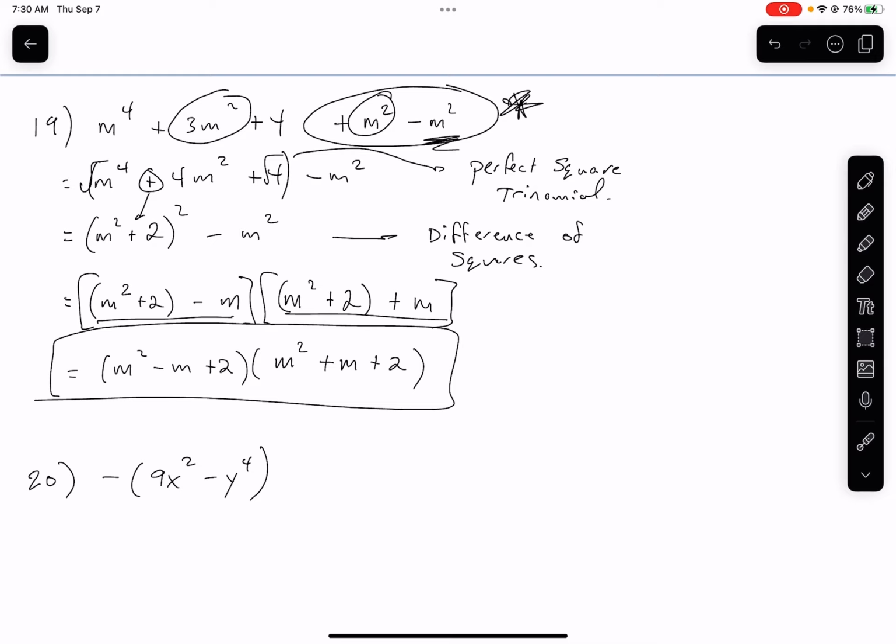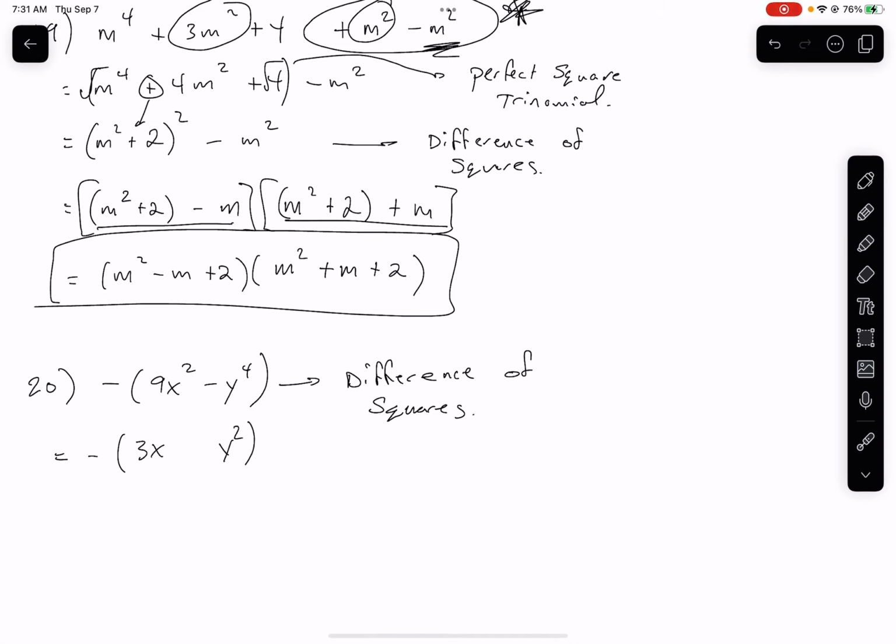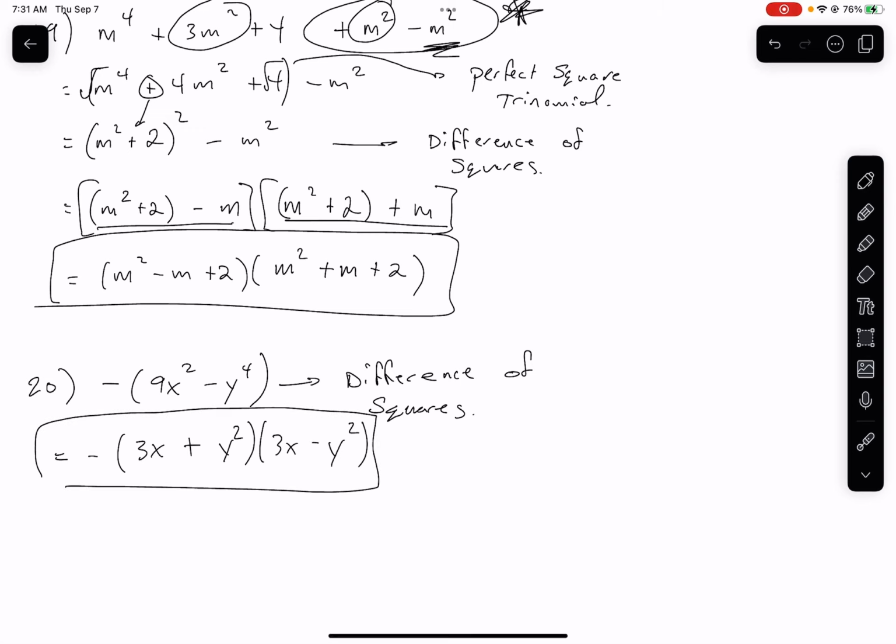On the inside of the brackets is what we see as being a difference of squares there, right? So we're just going to factor that as a difference of squares. So I'm just going to go, negatives out front, square root the first, square root the last, write it twice, use opposite signs. 3x is the square root of 9x squared. y squared is the square root of y to the power of 4. Write it twice. Opposite signs. Question over. So that's 16 to 20.